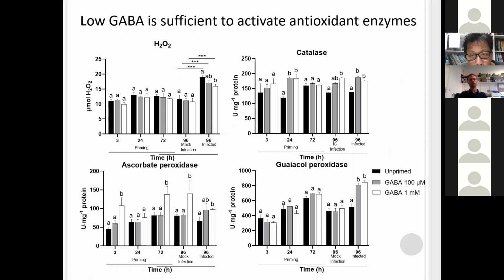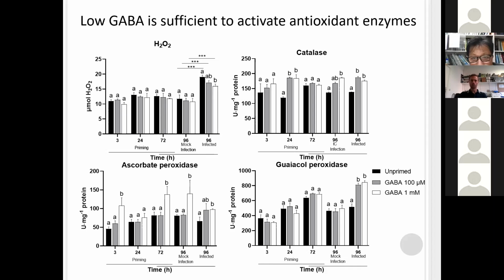Now that we know that the NADPH oxidase is involved, we wanted to see if GABA has a direct effect on hydrogen peroxide accumulation and also on some reactive oxygen species scavenging enzymes. So we looked at the levels of hydrogen peroxide after treatment with GABA. We used GABA at 100 micromolar again and 1 millimolar, and we found that this did not have a direct effect on the accumulation of hydrogen peroxide after treatments, but after infection, we did see a significant reduction in hydrogen peroxide content in the treated plants compared to the control.